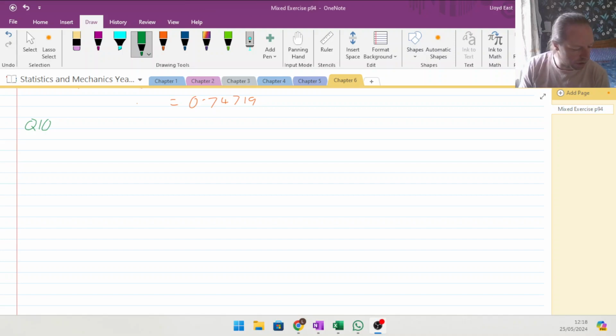Okay then, question 10 of chapter 6, Statistical Distribution, Stats and Mechanics, Year 1, AS book. Okay, so that doesn't help to pull that out. Let's see then. Question 10. State clearly the conditions under which it is appropriate to assume the random variable has a binomial distribution.